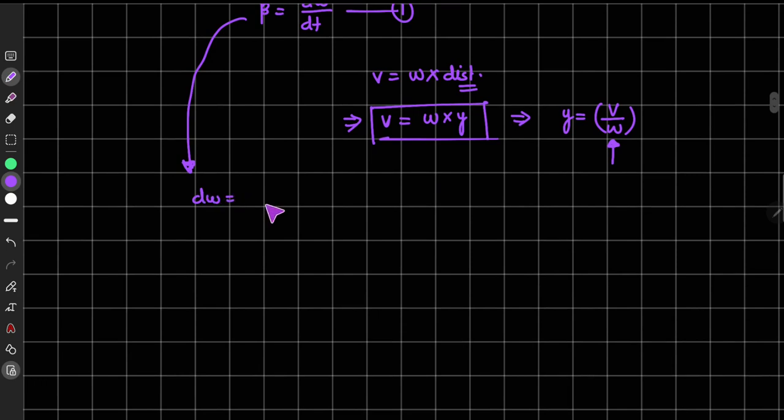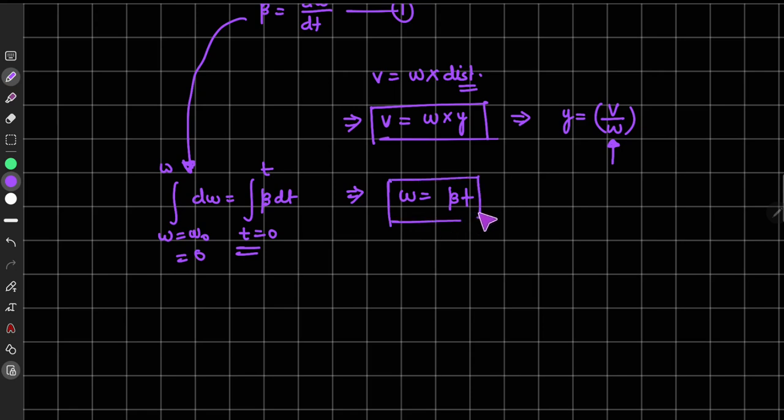So from here we can write d omega is equal to beta into dt. Let us integrate both sides from t equal to 0 to t, and omega from omega naught to omega, because at the time instant 0 the angular velocity omega naught is equal to 0. So we get omega is equal to beta into t. Now let us substitute this expression of angular velocity in this equation. So we will get y is equal to v upon beta into t.